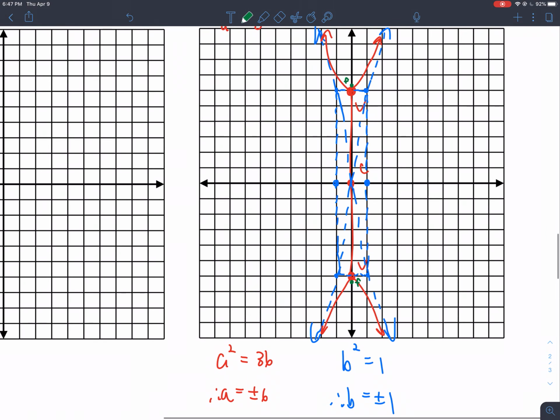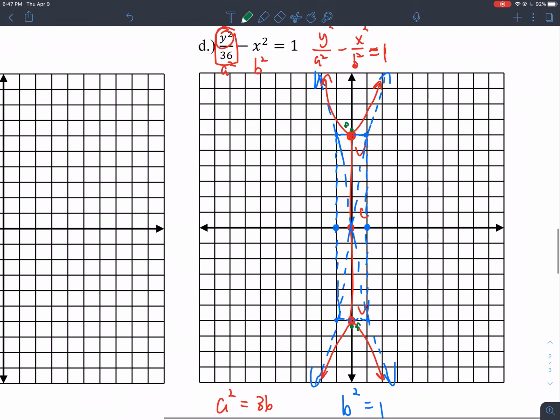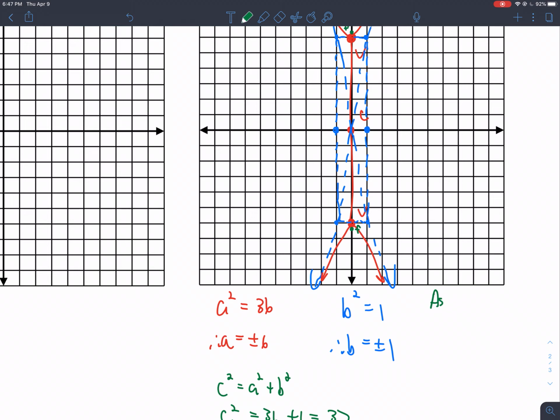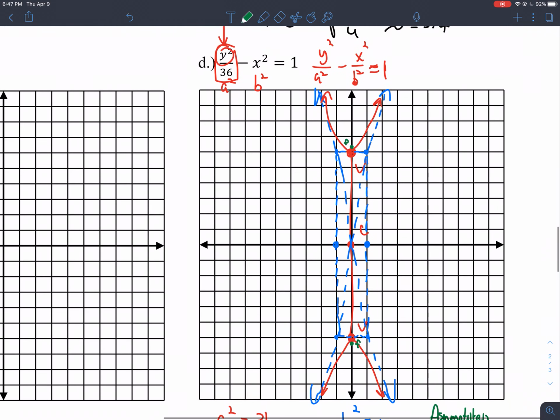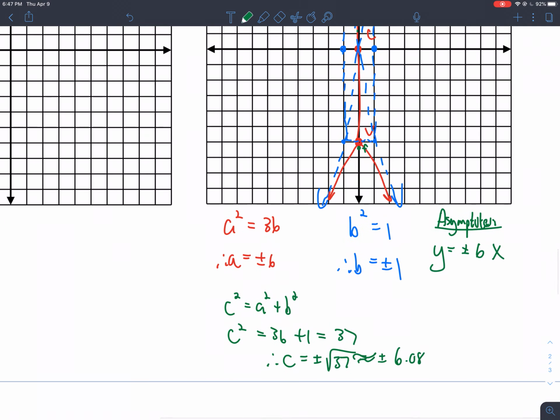And you could do the same here, but this may be a bit easier, because for my asymptotes here, what am I doing? Y equals plus or minus something x, and what's the slope? Okay, so I rise up 6 to here: 1, 2, 3, 4, 5, 6, and then I run 1. So plus or minus 6x. Those would be my asymptotes for this graph.